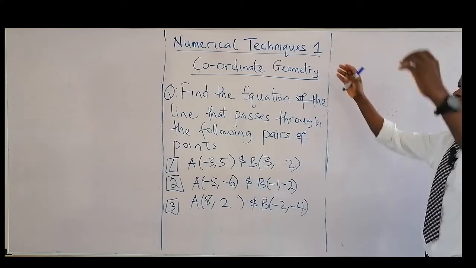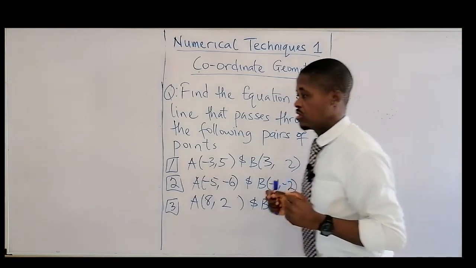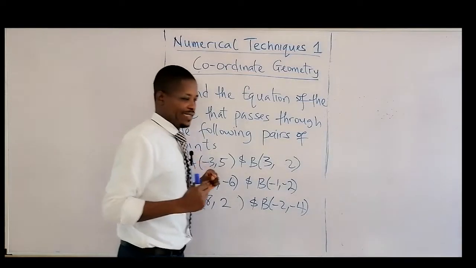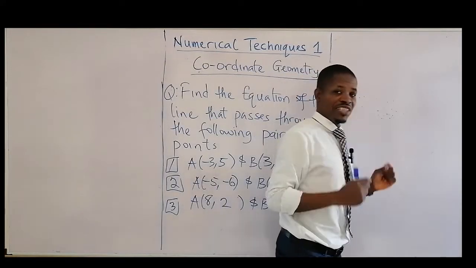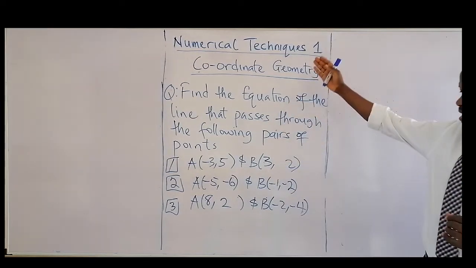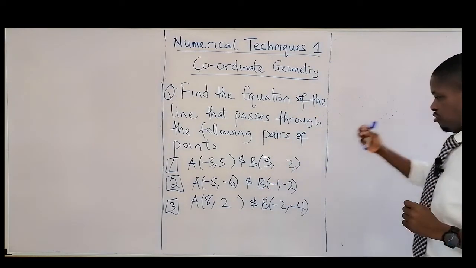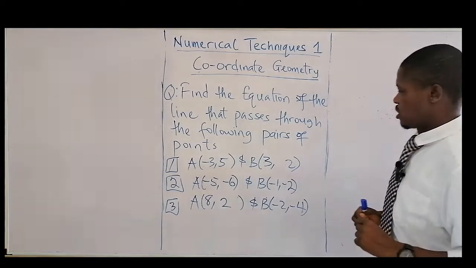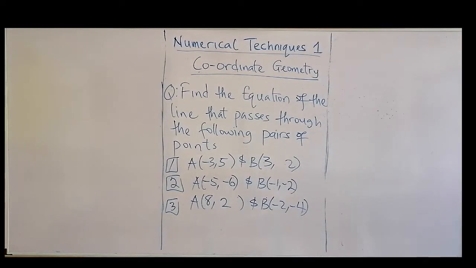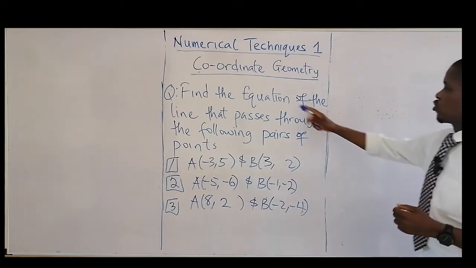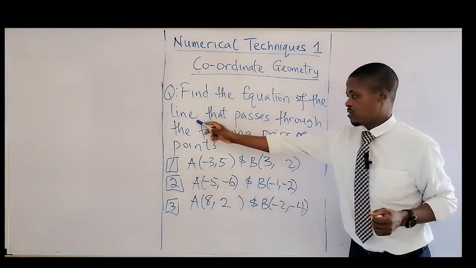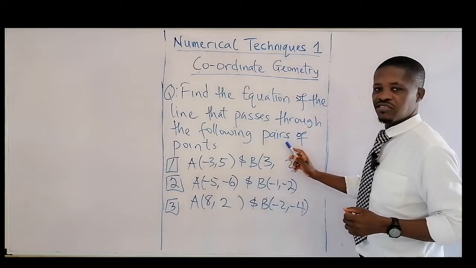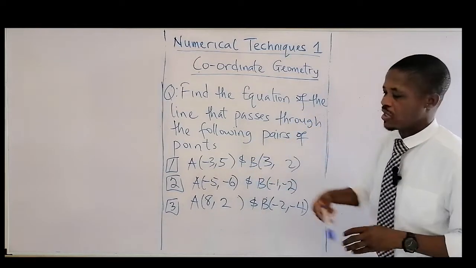Yeah, we are still on coordinate geometry, and we want to look at the equation of a straight line. We have the following questions to back it up: find the equation of the following lines that pass through the following pairs of points. And these are the points we have here.